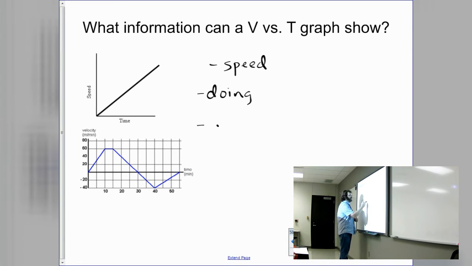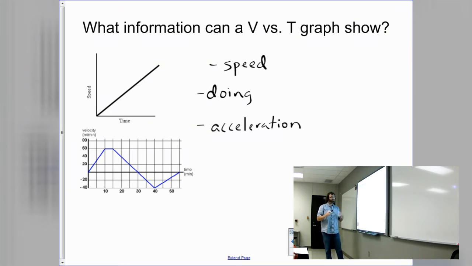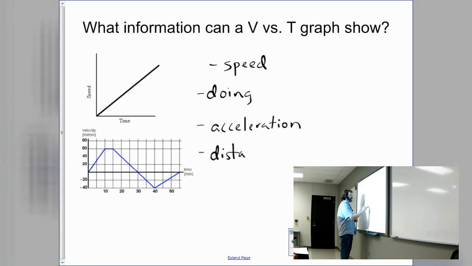There are some other subtle things as well that we could tell from a velocity time graph. We can find the acceleration. I will go over how to do that a little bit later in this video. But again, that is something that we can tell from this graph. And another thing that actually is very interesting is we can find the distance traveled. I will actually cover that in a future lesson.